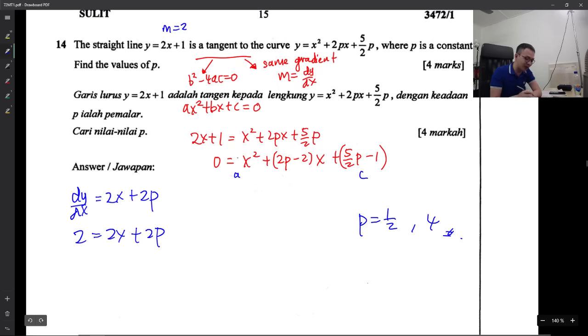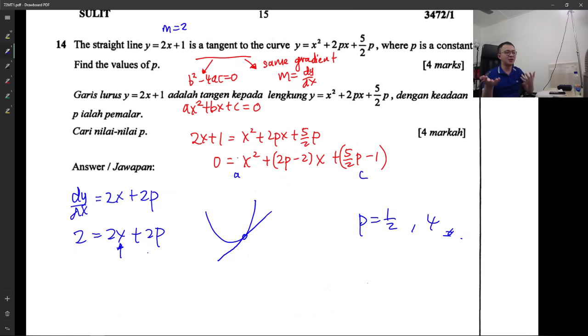Okay, if you do dy/dx, you will start over this step. Because in order to find the p, you need to know the x value. The curve is tangent to the straight line, but you do not know the tangent at which coordinate. So in this case, you can't use dy/dx. Because if you use dy/dx, there's no way you get the x coordinate, then you can't find the value of p. So no choice, do the b squared minus 4ac. Alright.